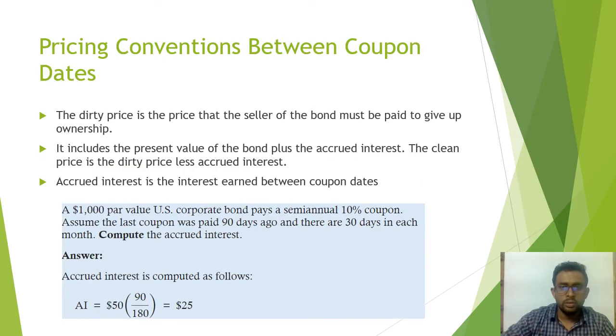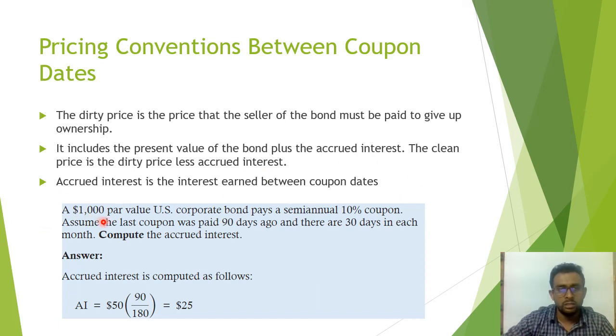Pricing convention between coupon dates. First we'll have to discuss what is a dirty price, a clean price and accrued interest. Dirty price is the price that the buyer of the bond must pay to the seller to get the ownership. It includes accrued interest also; it is the price of the bond plus accrued interest. The clean price is the dirty price less accrued interest. Accrued interest is the interest earned between coupon dates.